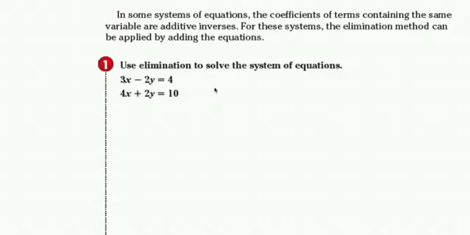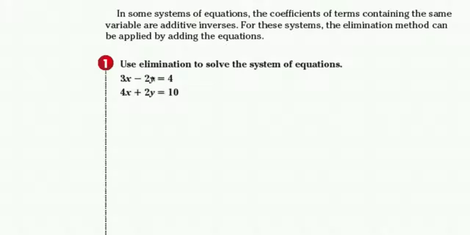Let's take a look at example number 1. In some systems of equations, the coefficients of terms containing the same variable are additive inverses. For these systems, the elimination method can be applied by adding the equations. So let's take a look at example number 1 and see how this works. Use elimination to solve systems of equations.